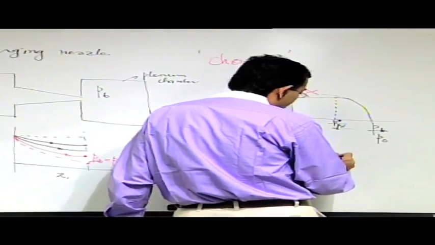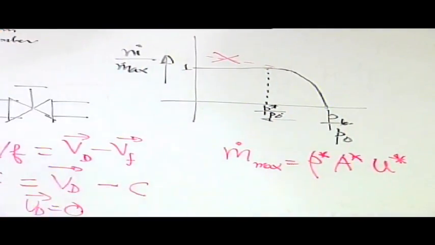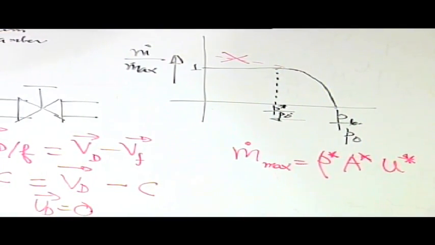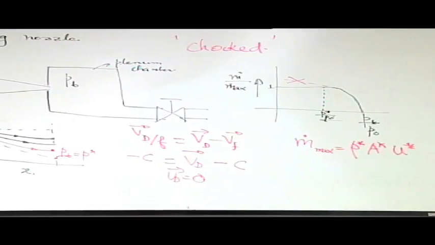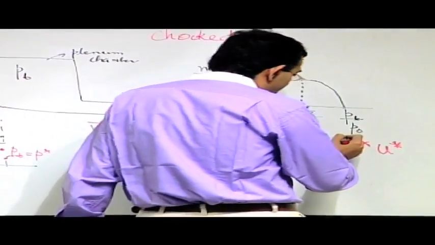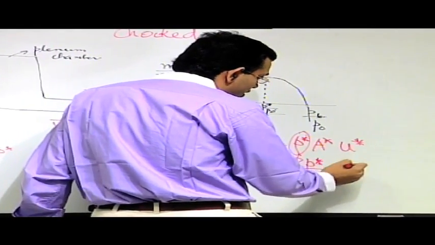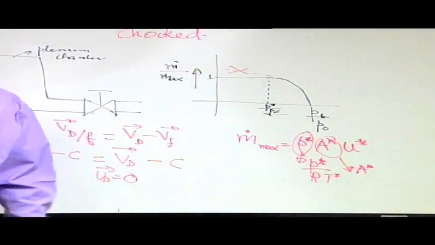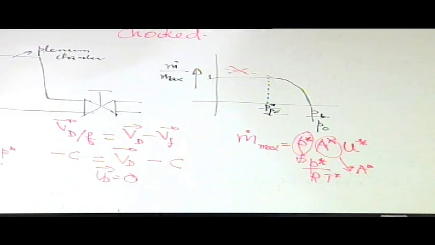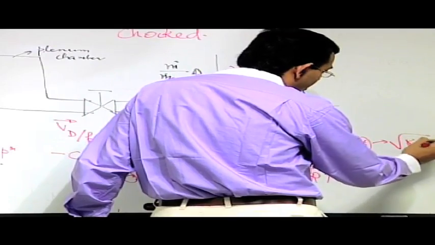M dot max is equal to rho star A star U star, right. What is A star? A star is the area of the exit in the converging nozzle. What is rho star? Rho star you can write as P star by R T star, and U star is U, which is Mach number into c. So M into square root of gamma R T. The star condition means Mach number equal to 1. So U star is square root of gamma R T star.